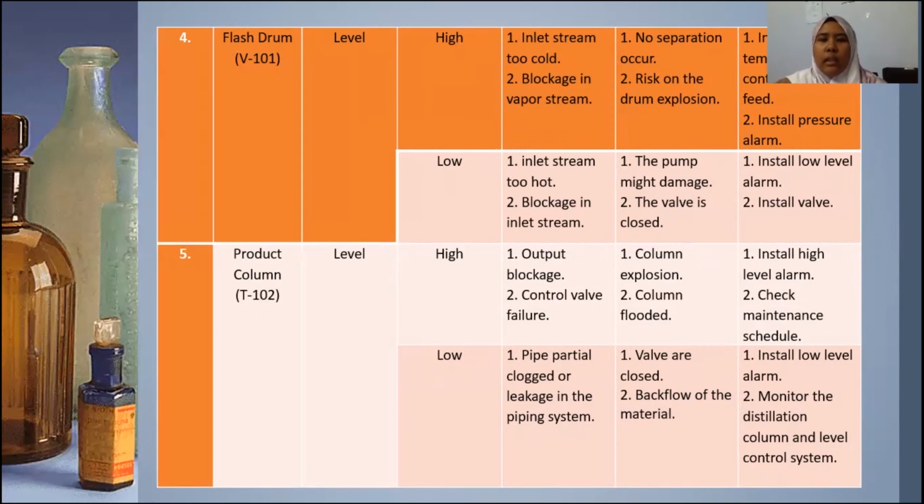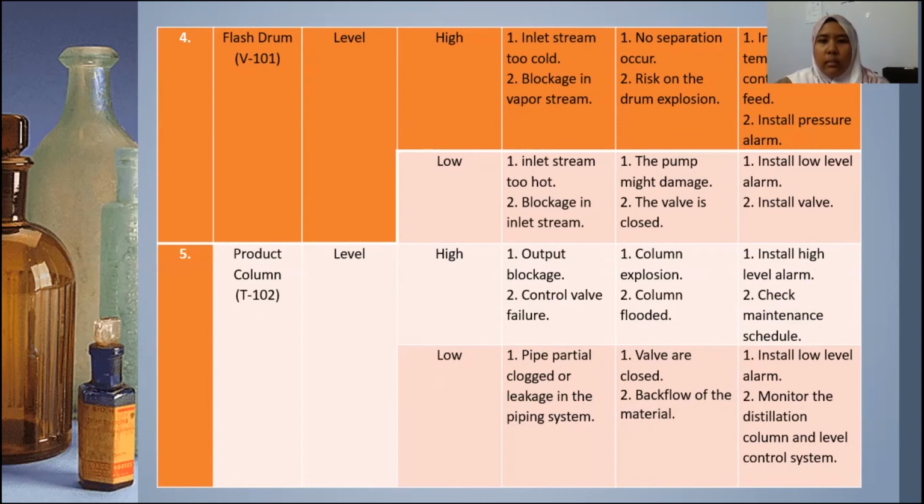Last but not least, for the product column, or we call this the distillation column P102, the process parameter is level. For high level, the causes can be a blockage in the output and a control valve failure. So for the consequences, the distillation column can be flooded, and also the column can explode. So what we should do is install a high level alarm and check the maintenance schedule.